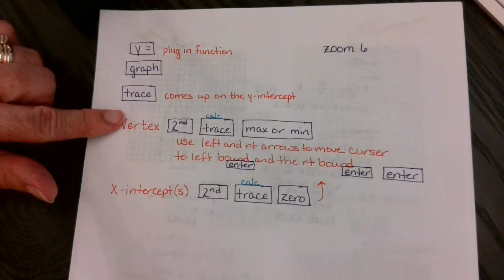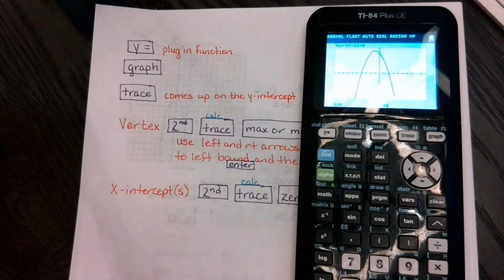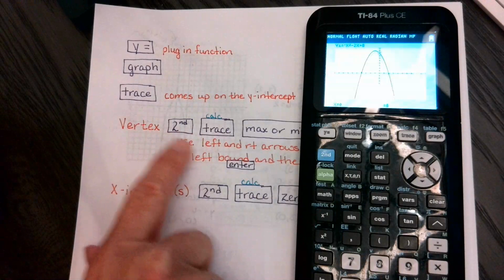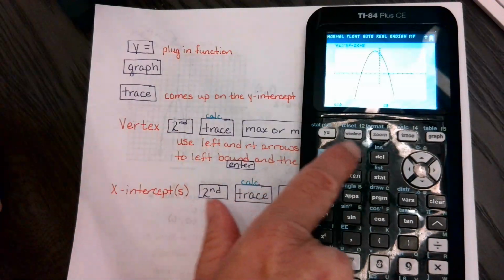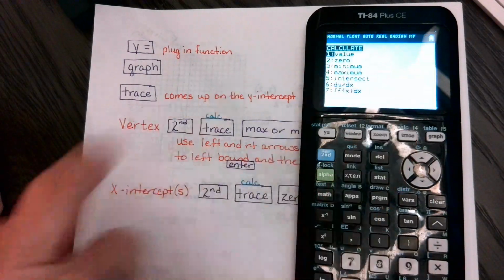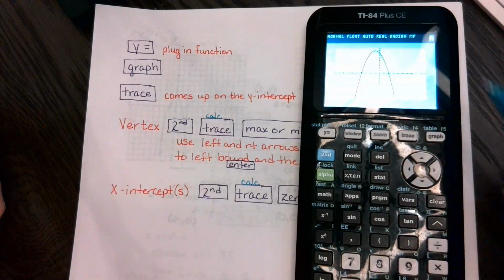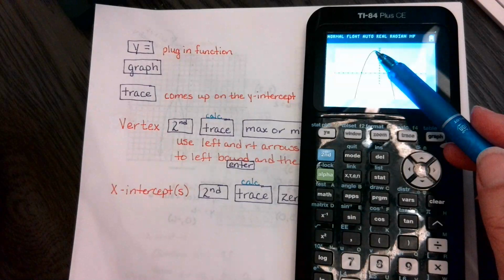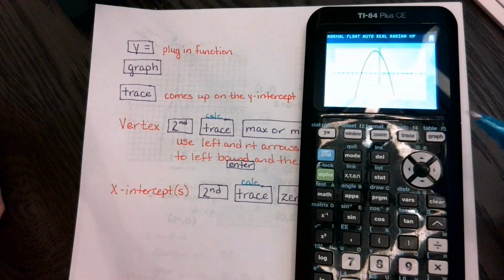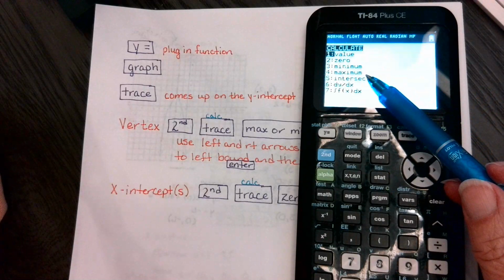So for the vertex and the x-intercepts, you're going to do kind of the same thing. To find the vertex, you're going to hit your second button, which is yellow or blue. In mine, it's a blue one. And I'm going to hit trace, which turns it into calculate. So second trace. Let me go back for just a second. This is the highest point, so this is a maximum. If it went the other way, it would be considered a minimum. So second trace, in this case, because it opens down, we have a maximum.